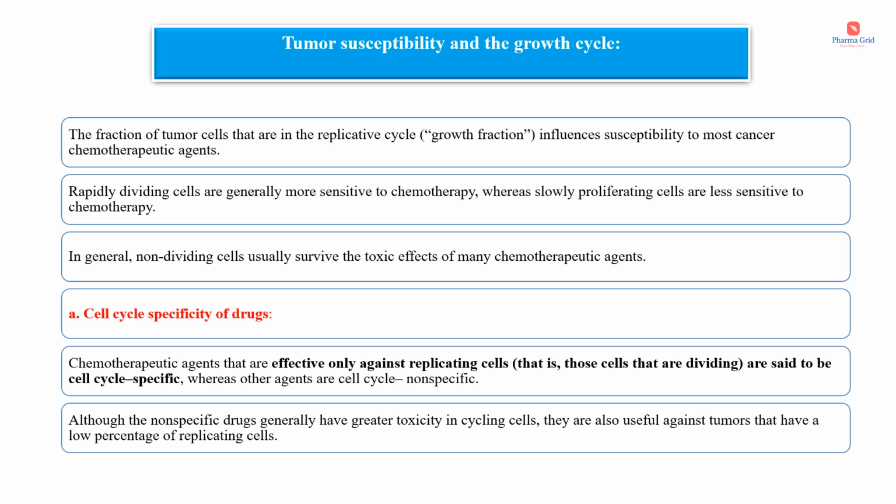Now the most important point is the cell cycle specificity of the drugs. Chemotherapeutic agents that are effective only against replicating cells, meaning those cells that are dividing, are said to be cell cycle specific. Such agents are known as cell cycle specific drugs, whereas other agents are cell cycle non-specific. Although the non-specific drugs generally have greater toxicity in cycling cells, they are also useful against tumors that have a low percentage of replicating cells.